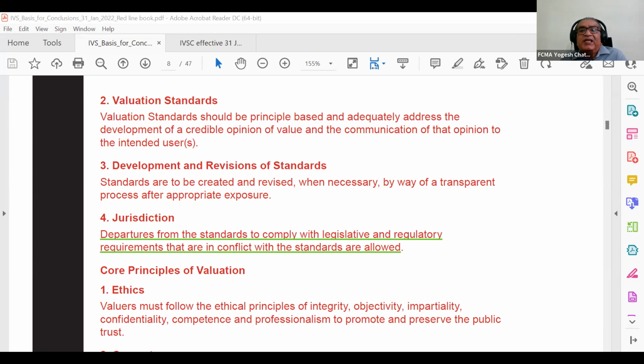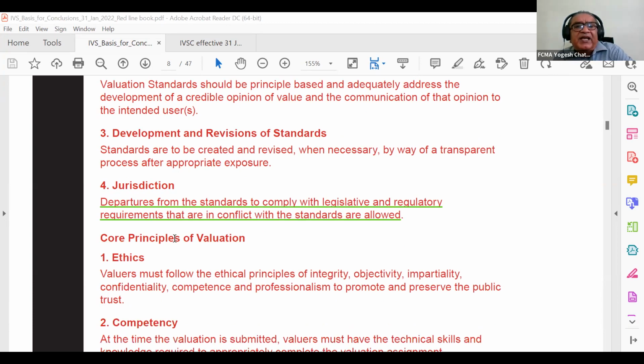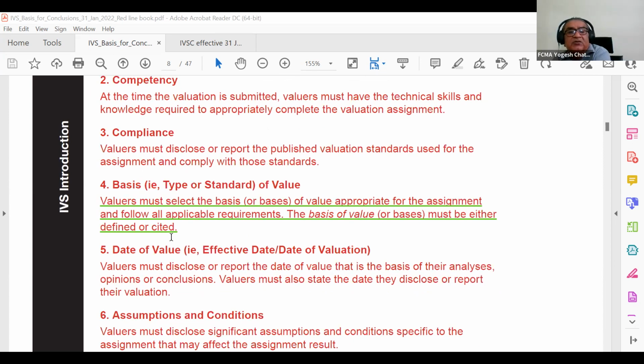We have to be very clear whenever some specific requirements are there, like in a majority of FEMA regulations, it is prescribed that valuation will be done according to the DCF method. There the valuer will necessarily do the valuation going by the DCF. So those conflicts are now clarified. That is number one. And then the types of value or basis of value, which is very important. Valuers must select the basis or bases of value appropriate for the assignment.